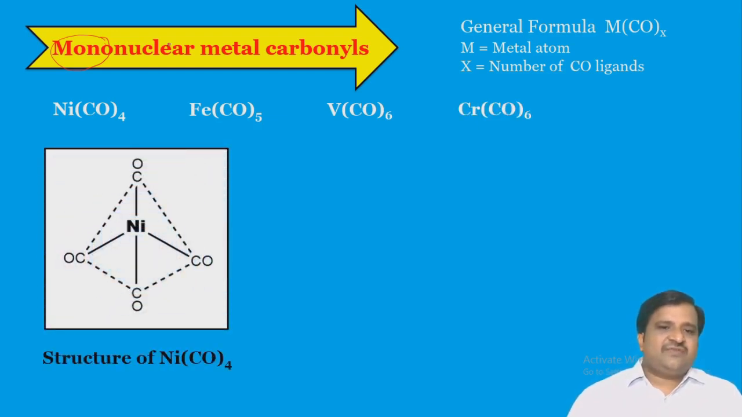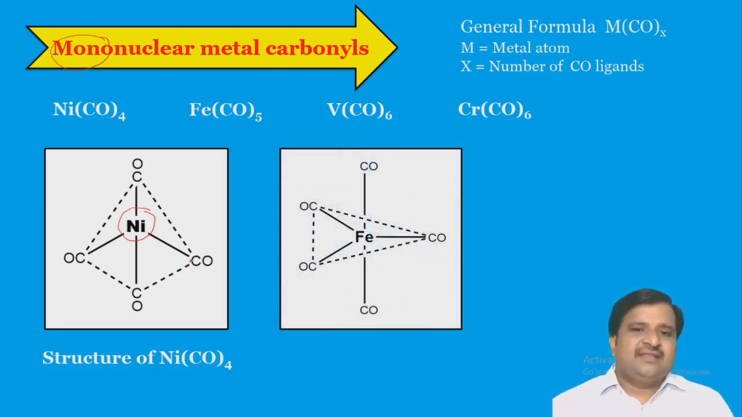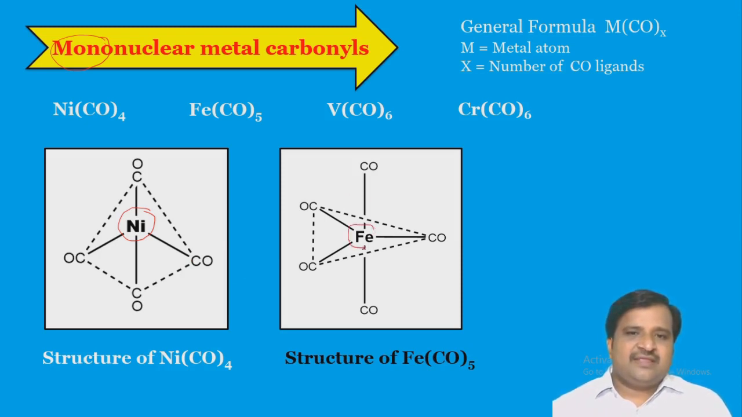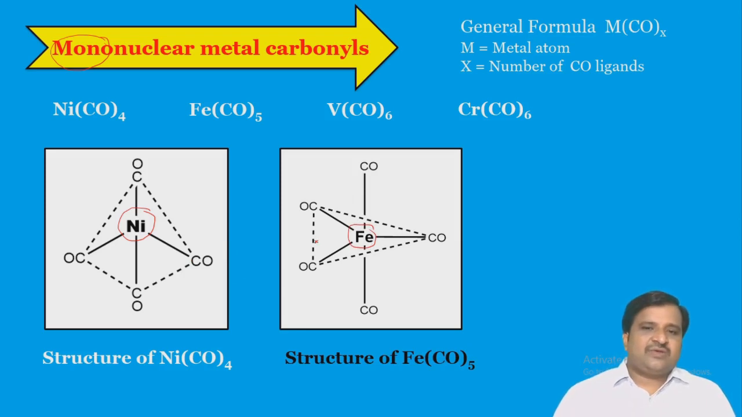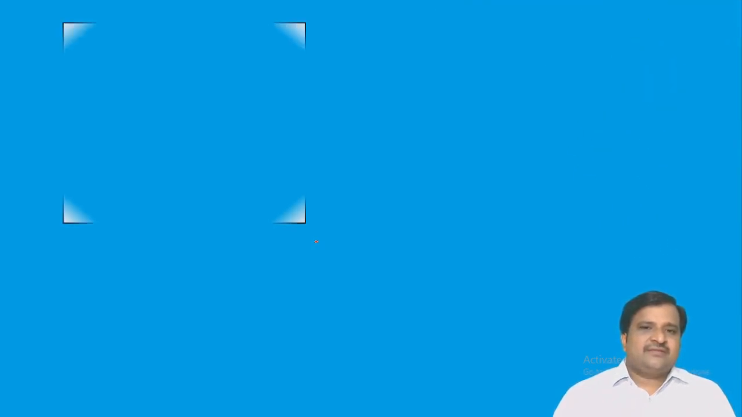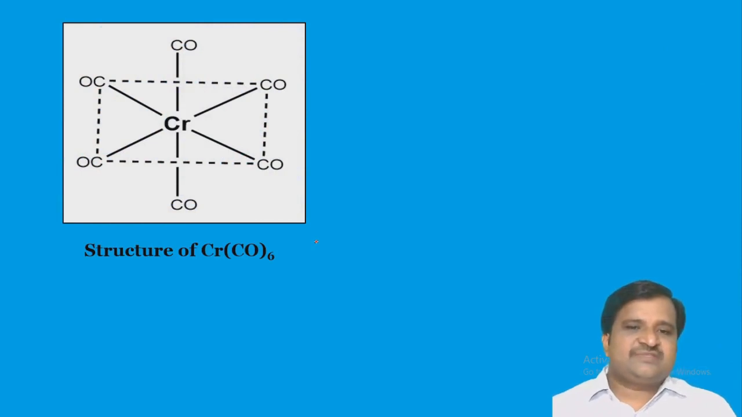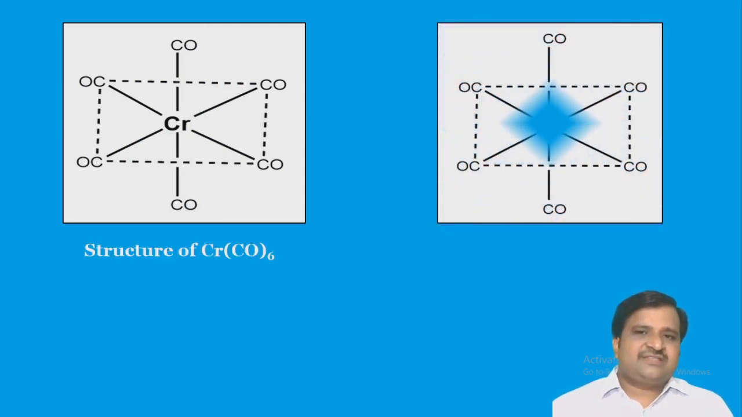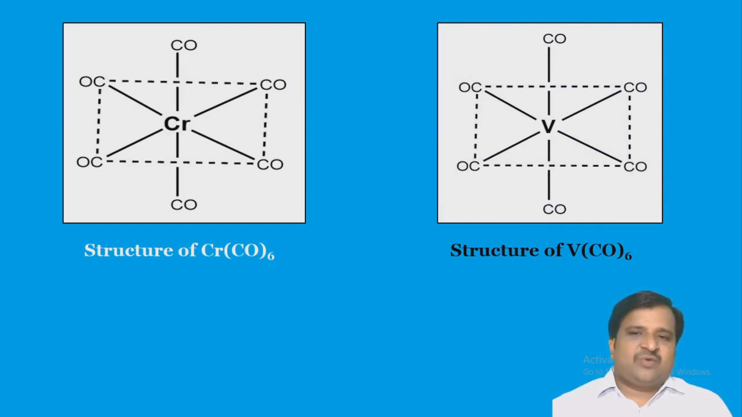So here is the structure of Ni(CO)4, where one nickel metal atom is bonded to four CO ligands in a tetrahedral manner. And the structure of Fe(CO)5: here the iron metal is bonded to five CO ligands in a trigonal bipyramidal structure. And the structure of Cr(CO)6, hexacarbonyl chromium, is octahedral. Similarly the vanadium carbonyl complex V(CO)6 also has an octahedral structure.